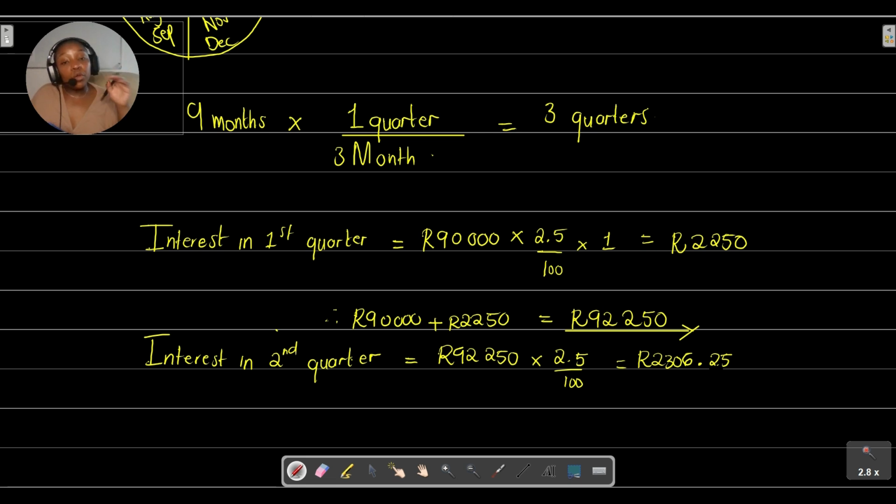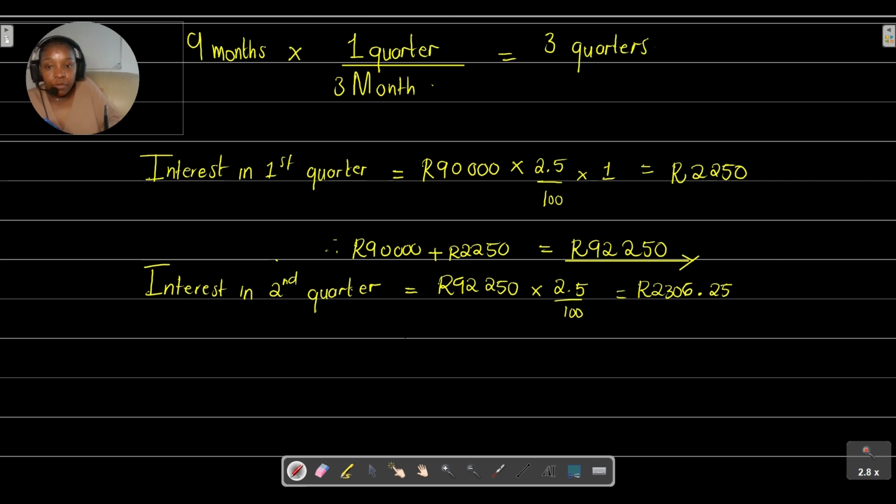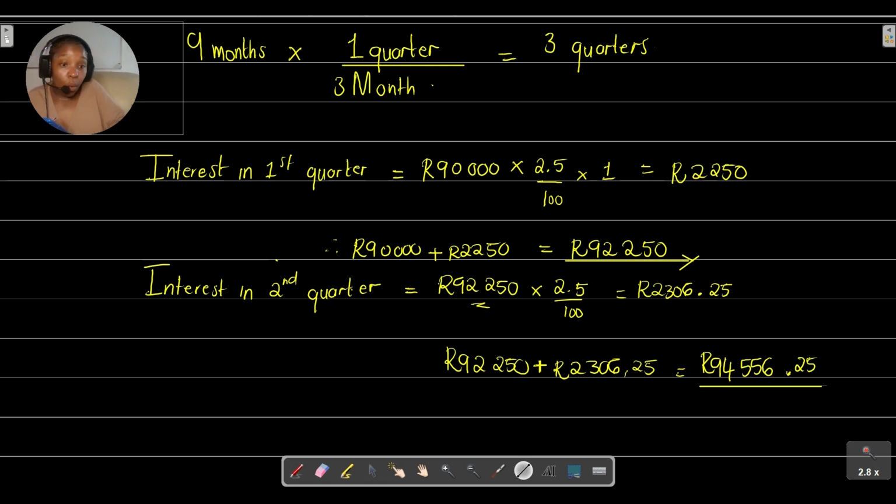So that is the interest that will be added to his loan amount in the second quarter, right? So what does this mean now? Before we can calculate the interest that is added in the third quarter, we just need to take that 92,250 plus the interest that is added of 2,306.25, and that will basically give us 94,556.25. So that is how much he now owes towards this loan in the second quarter, right?